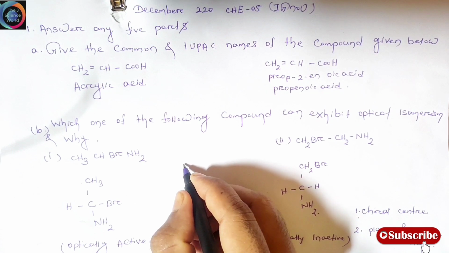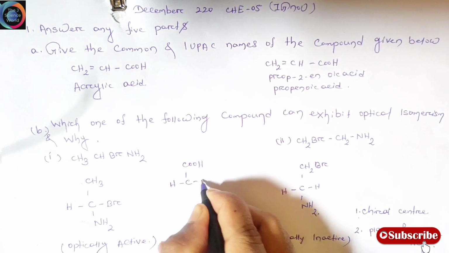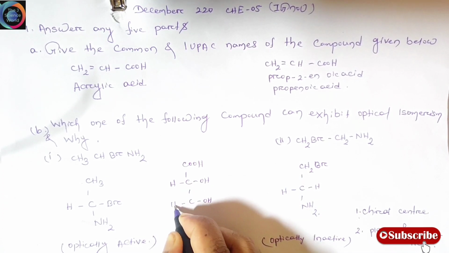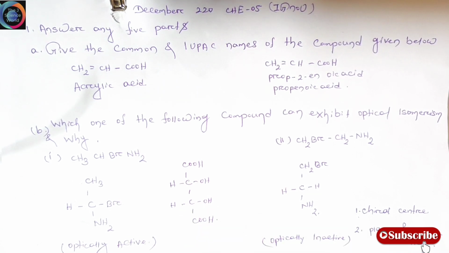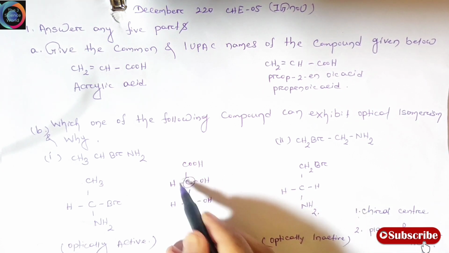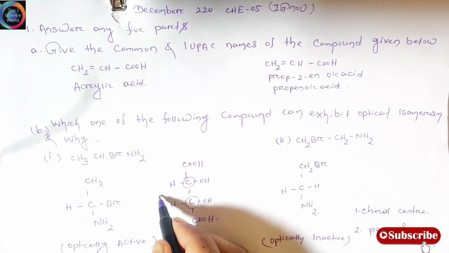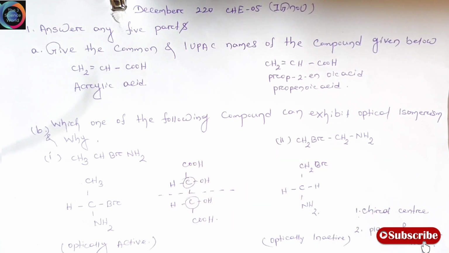Friends, in this case, you clearly see 2 chiral carbon atoms are present, but a plane of symmetry is also present in this compound. So friends, this compound is optically inactive.